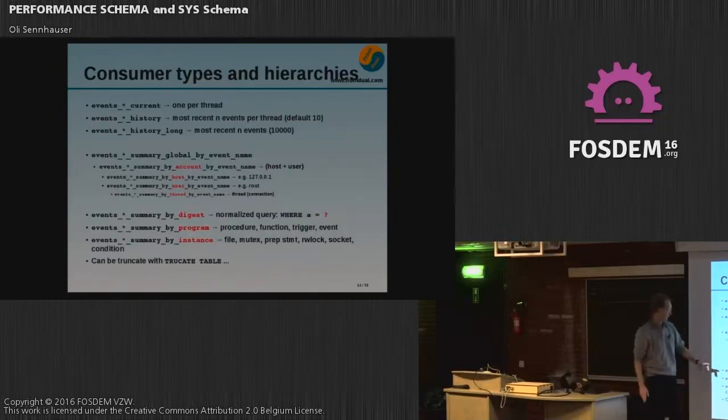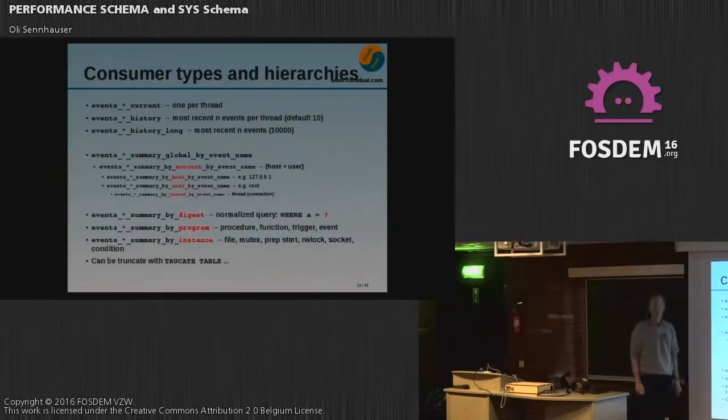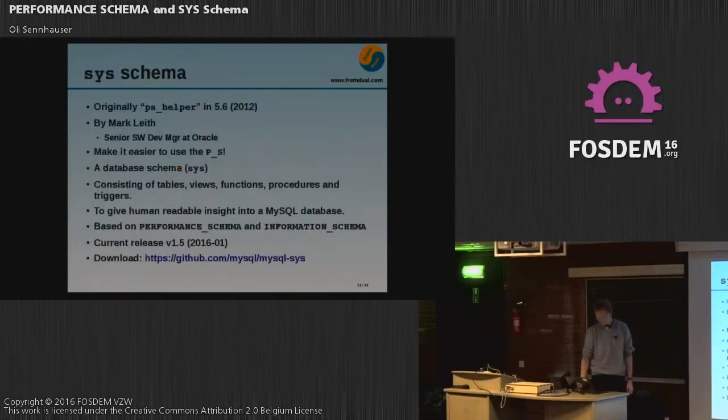Then you can have a summary per program, per instance. Instances are files, mutexes, prepared statements, sockets, and conditions. And if you want to clean out those tables to get a fresh snapshot, you have to run a TRUNCATE TABLE on one of these performance schema tables, and they will be reset. That was the performance schema.